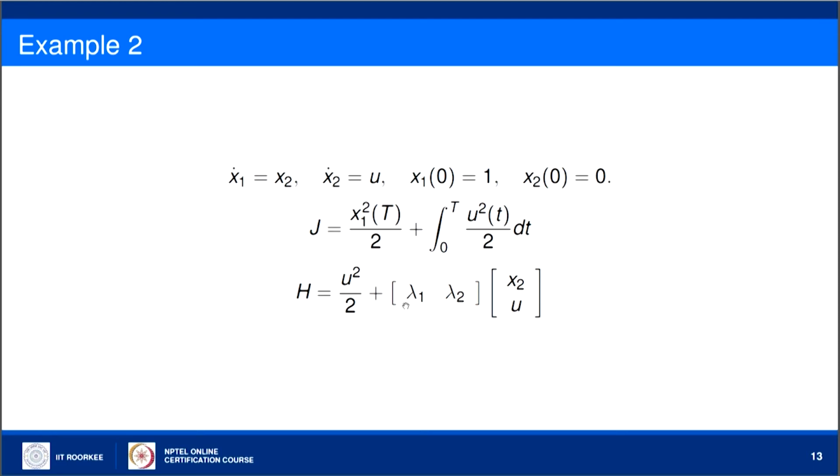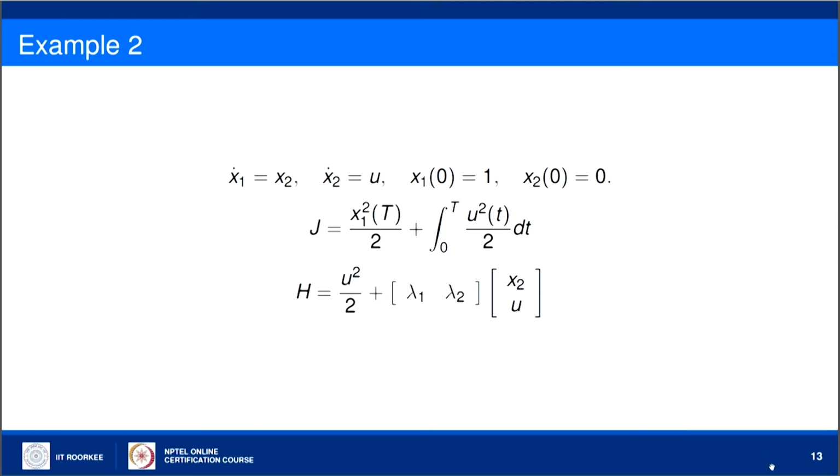In this case x1 dot equal to x2, x2 dot equal to u, and the initial condition is x1(0) equal to 1 and x2(0) equal to 0. The performance index to be minimized is J, which is given by x1 square at final time plus this expression. So, S of capital T is nothing but x1 square of capital T by 2, and capital F function is given by u square by 2.